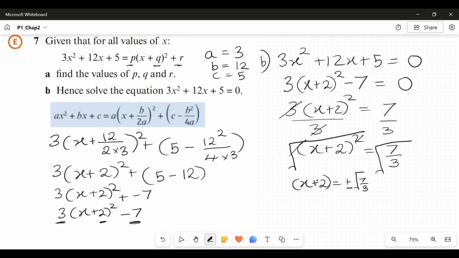And then we can take this positive 2 to the other side of the equation. So that becomes x equals plus or minus square root of 7 divided by 3 minus 2, or we can write this in a better way. x equals, we can write the negative 2 first. So that's going to be negative 2 plus or minus square root of 7 over 3.